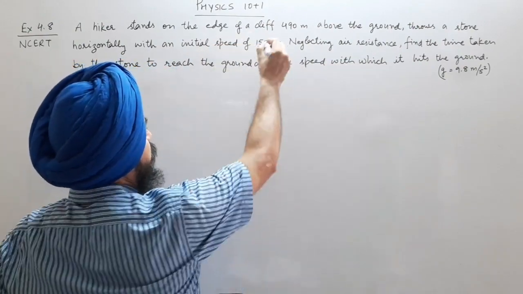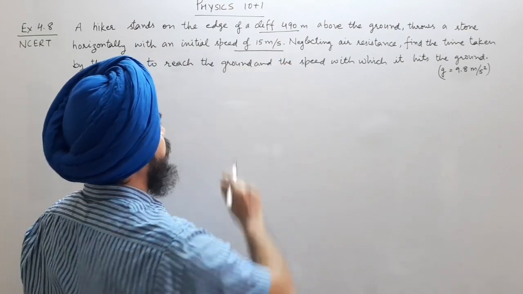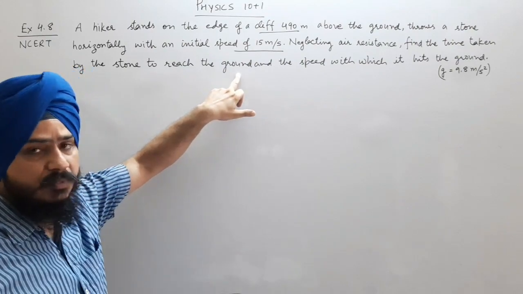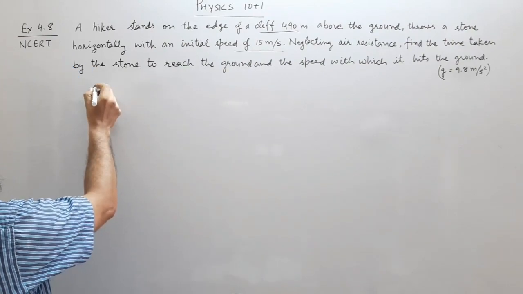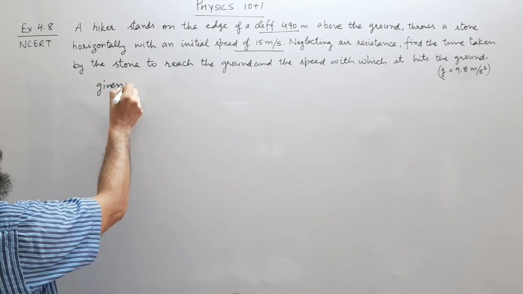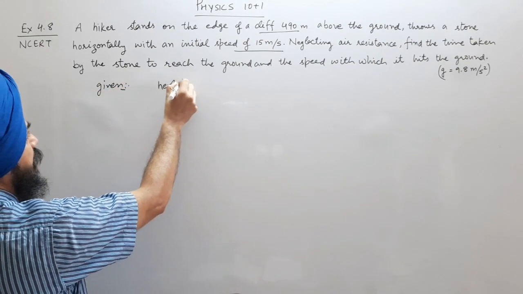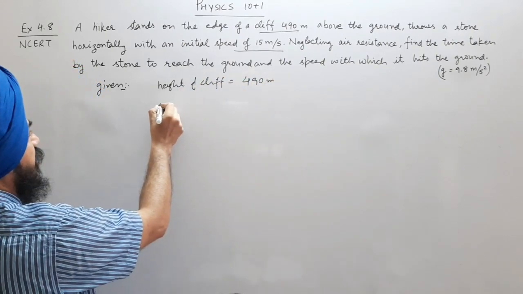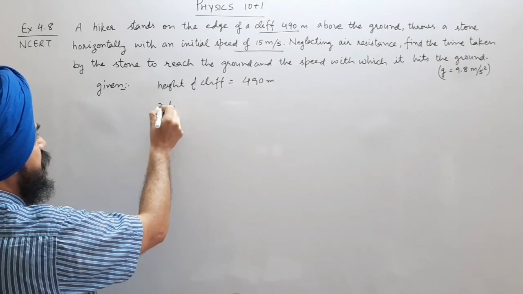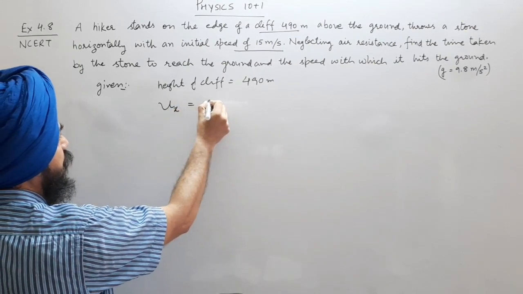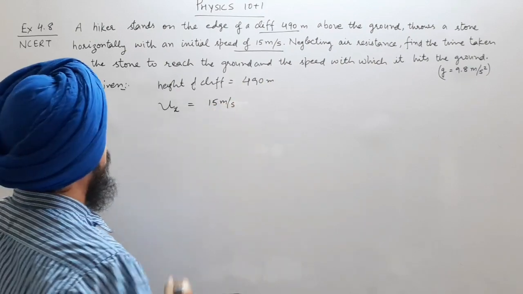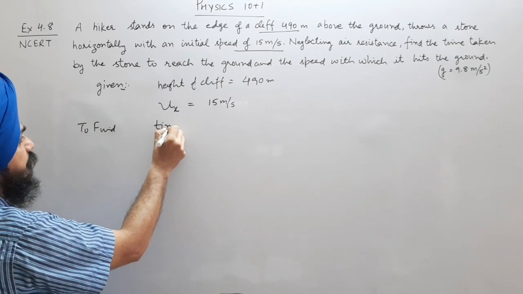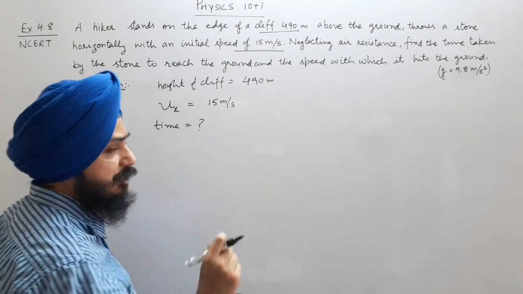The height of the cliff is given and the initial speed is given. Then find the time taken by the stone to reach the ground. This is the first thing we need to find. So first we will write the given things. Height of cliff is 490 meters, and secondly the initial velocity along x-axis, ux, is 15 meters per second. We are going to find the time when it reaches the ground.